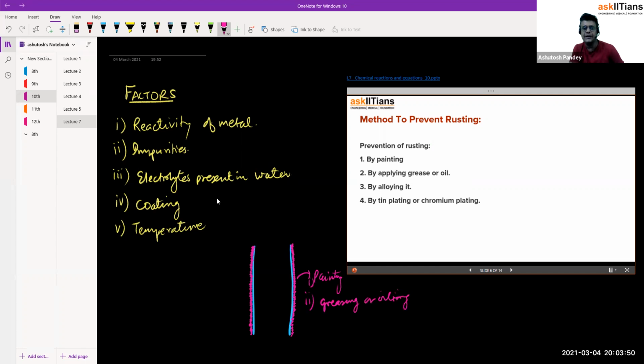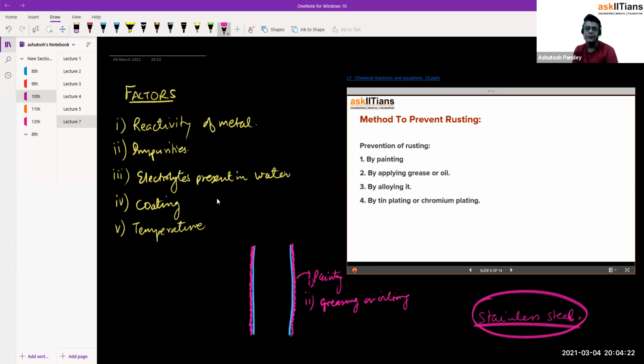Like this we can write, or we can mix this iron with some other metal or non-metal to form an alloy. By alloying it, we'll be preventing rusting, like in stainless steel. In stainless steel we have iron plus chromium, and that's how we get stainless steel. There is no corrosion, no rusting observed in stainless steel.